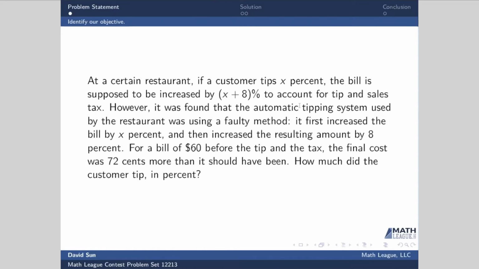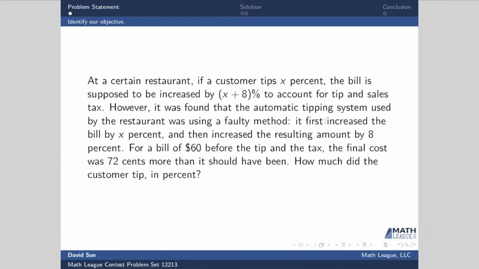However, it was found that the automatic tipping system used by the restaurant was using a faulty method. It first increased the bill by X% and then increased the resulting amount by 8%. For a bill of $60 before the tip and the tax, the final cost was 72 cents more than it should have been. How much did the customer tip in percent?